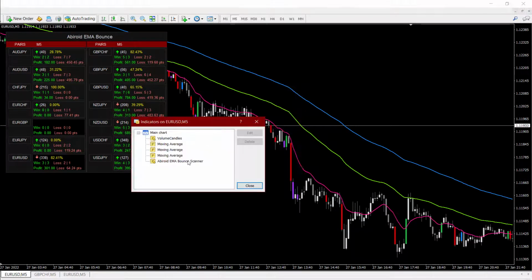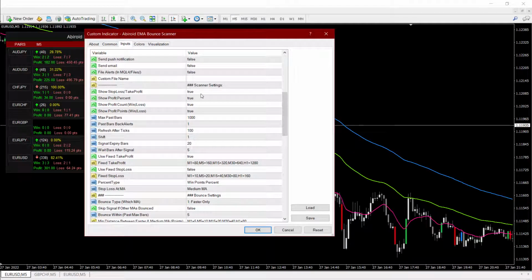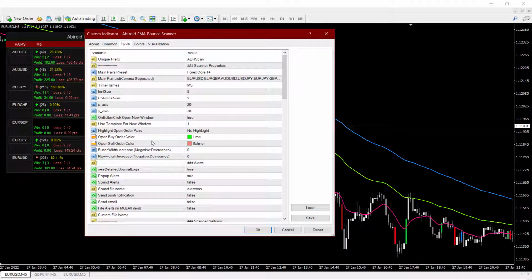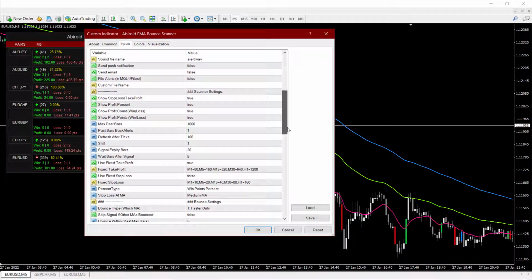And the scanner has the exact same settings as the arrows indicator. So you can use the arrows set file and scanner set files interchangeably. And all the settings that the arrows doesn't have, you can set manually right here. Now all of my scanners have certain common settings, and I will share the link for that post in the description so that this video isn't too long. Let us just go over the EMA bounce scanner settings.